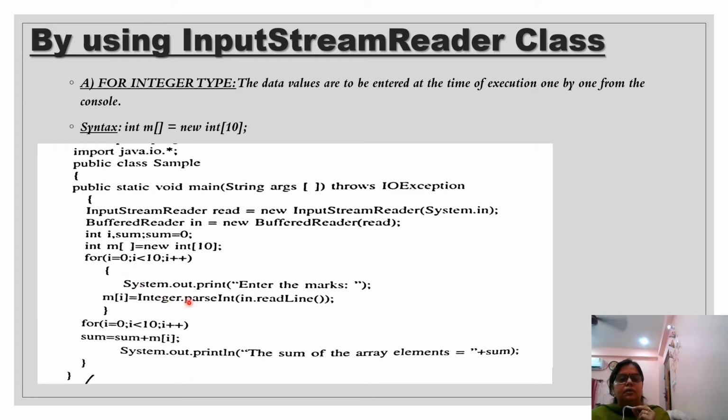Now simply enter the marks here. Whatever marks you are going to get, you will enter here in the position I, meaning 0 position of your array. Whatever numbers you are going to input, you will input till 9, and after that we are going to do the sum, sum plus m of I array. Here is your printing statement of the sum. This program you have done in the previous slide also.